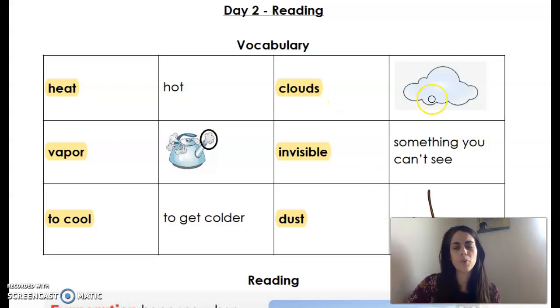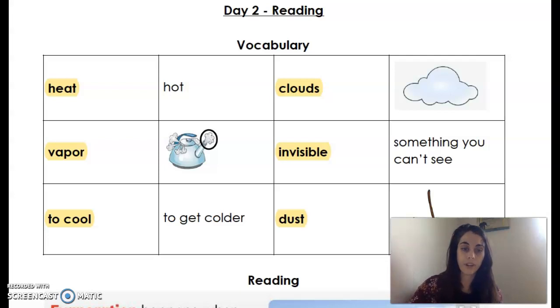Clouds, look at the picture. What do you think clouds mean? You're right, clouds are nubes. What state of matter is a cloud? Think about yesterday. You're right, a cloud is a gas. Let's think about the word invisible. This is a cognate. What do you think it could mean? You're right, it's invisible. Dust. Look at the picture. What do you think dust could mean? Dust is polvo.